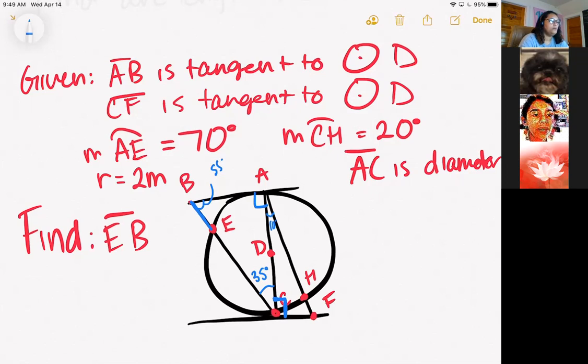Diameter is 4 meters. That's what I'm looking for. The diameter is 4 meters. Let me write that down. AC is 4 meters. Yeah. Y'all have any idea yet?